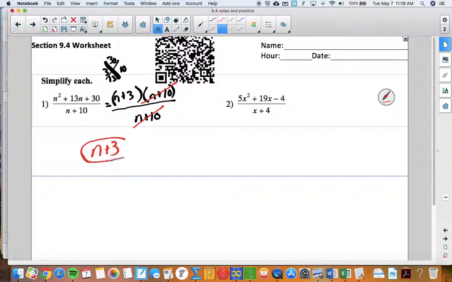You don't need to put that over 1. You don't have to put a fraction bar there, but you can. It's not wrong. This is the best answer though. Most simplified. Number 2, we got to factor this.